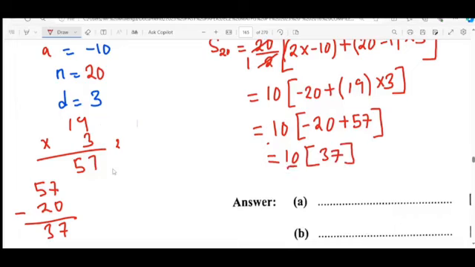Now we can see we have a 10 right here. So this 10 has to multiply the 37 in brackets, and 10 times 37 gives us 370. This is the sum of the first 20 terms.